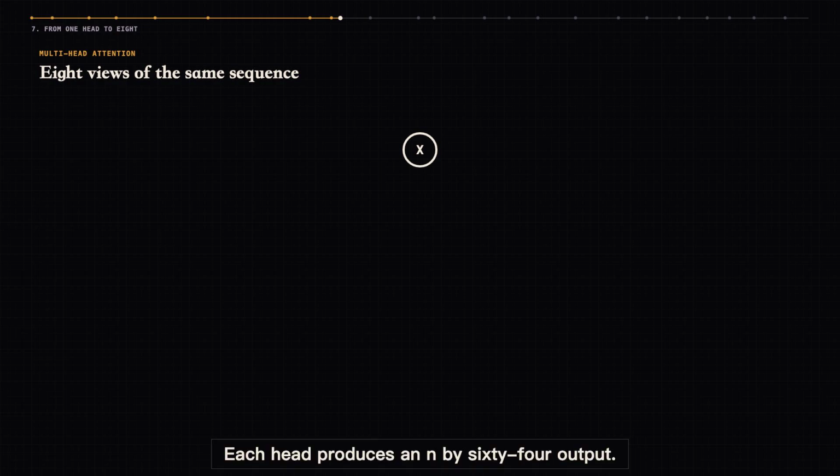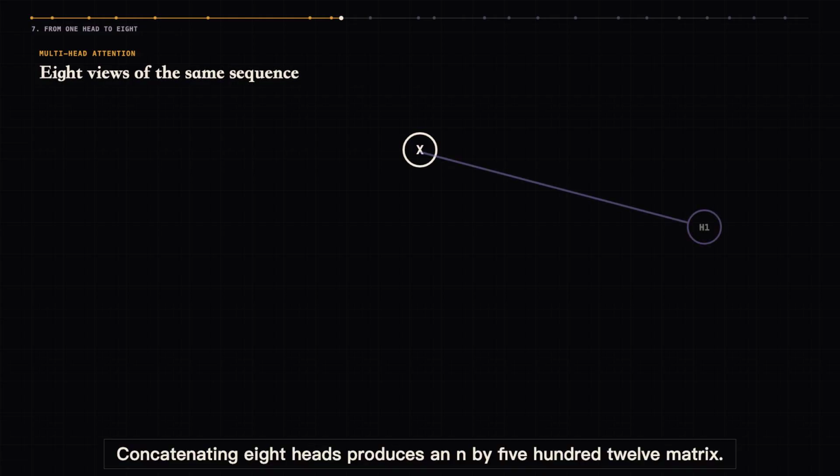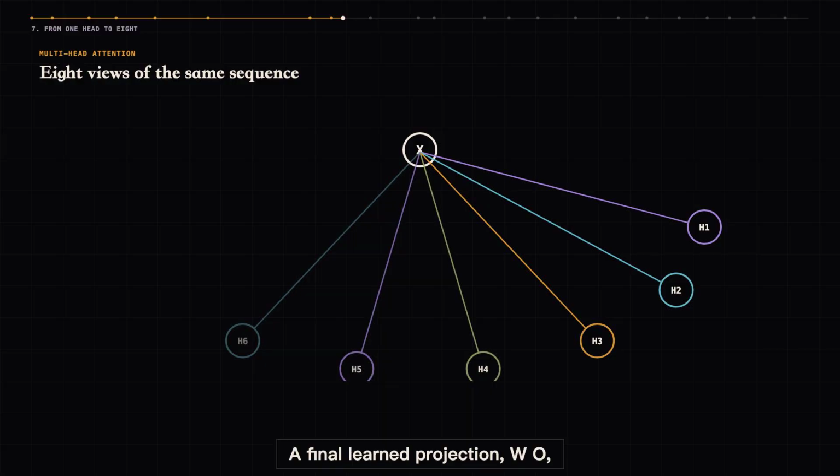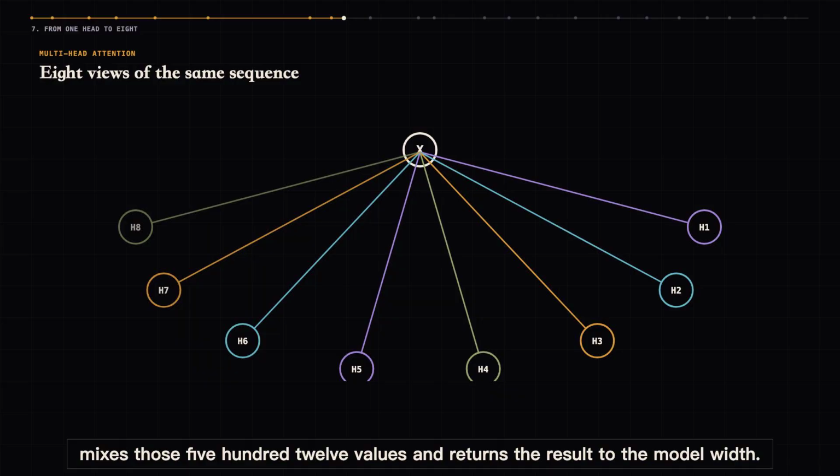Each head produces an n by 64 output. Concatenating 8 heads produces an n by 512 matrix. A final learned projection, WO, mixes those 512 values and returns the result to the model width.